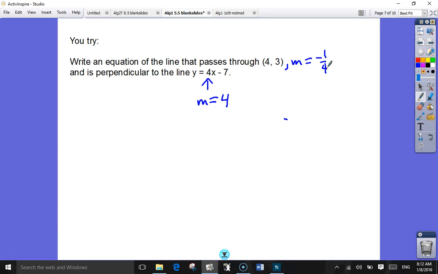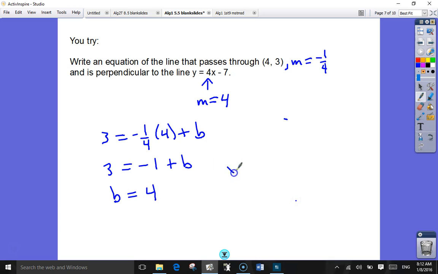All right, so now make the equation. One way or the other, you've got to put it into slope-intercept form. I'll use slope-intercept this time. 3 equals -1/4 times 4 plus b. 3 equals -1 plus b. b equals 4. So y equals -1/4 x plus 4. Right? Do you get that? Did you get the plus 4?